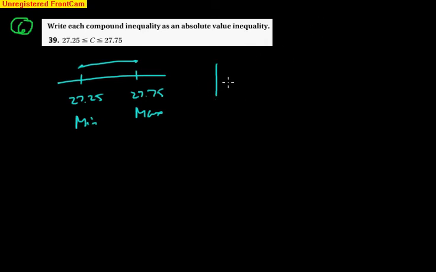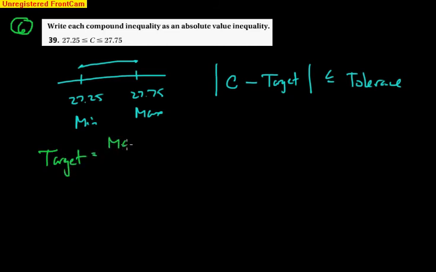Now remember, we talked about, so variable C. C minus the target, and that's my absolute value bar closed. C minus the target is less than or equal to what's called the tolerance. So we need to find the target value and the tolerance to create the inequality that represents this compound inequality. So let's find the target first. To find the target, we're going to take the max plus the min and divide by 2. So we're taking the average. So 27.75 plus 27.25 divided by 2.